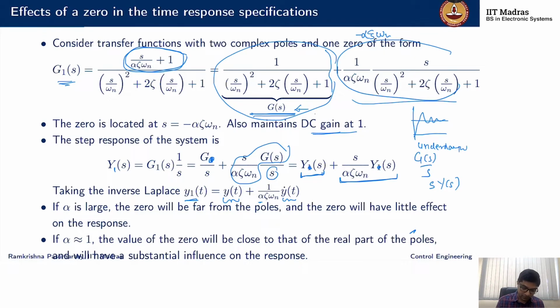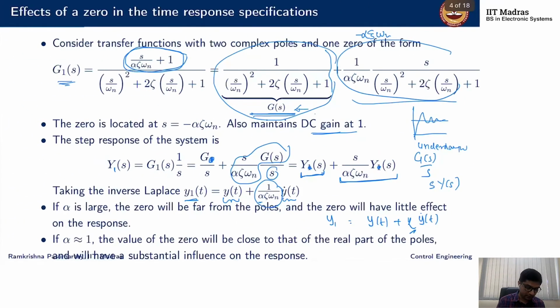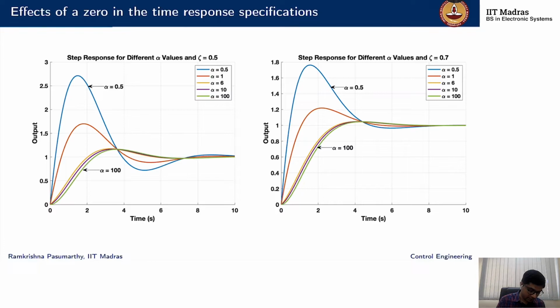What we just saw was that adding a zero gives the original output plus the derivative of the output with some constant, and the constant largely depends on the location of the zero. As always, we'll look at some plots and see what happens for very large values of alpha. Large values of alpha essentially mean the zero is very far, this term goes to zero, or the zero does not exist. So the natural response of the system without the zero will be somewhere close to here.